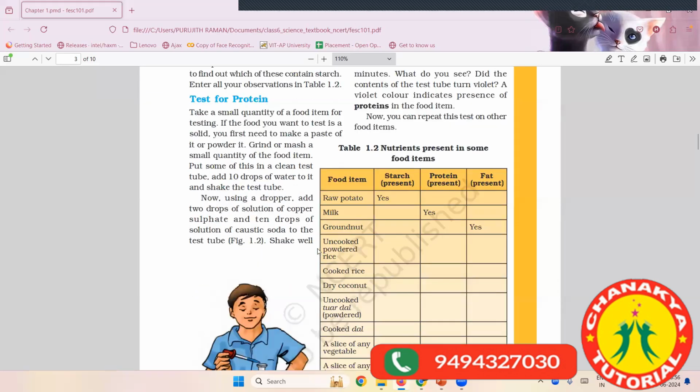You are adding 2 things for testing the protein. What are the 2 things? Copper sulfate and caustic soda. Yes, you are going to add 2 things. For starch, how much are you going to add? Dilute iodine. Correct.